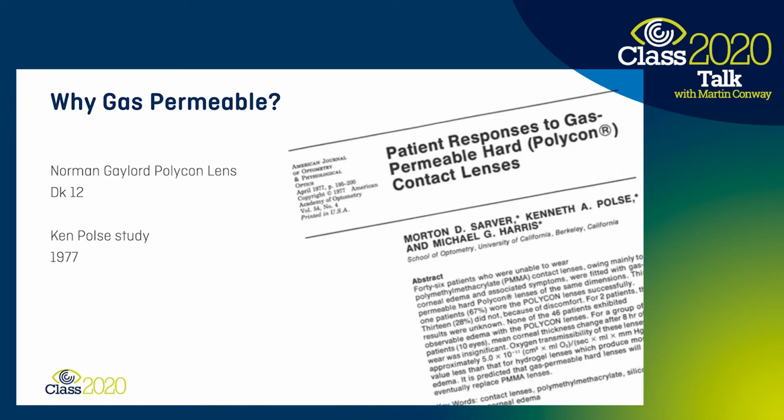And in 1977, a researcher called Ken Pulse in the United States took 46 patients who had been fitted with basic PMMA lenses unsuccessfully, and he refitted them. He used exactly the same design of lens from the same manufacturers, but he had them made using this new gas permeable material, Polycon. Of the 46 patients that were refitted, 67%, which I think was 32 patients, successfully wore the lens. That's the degree of difference that it made.